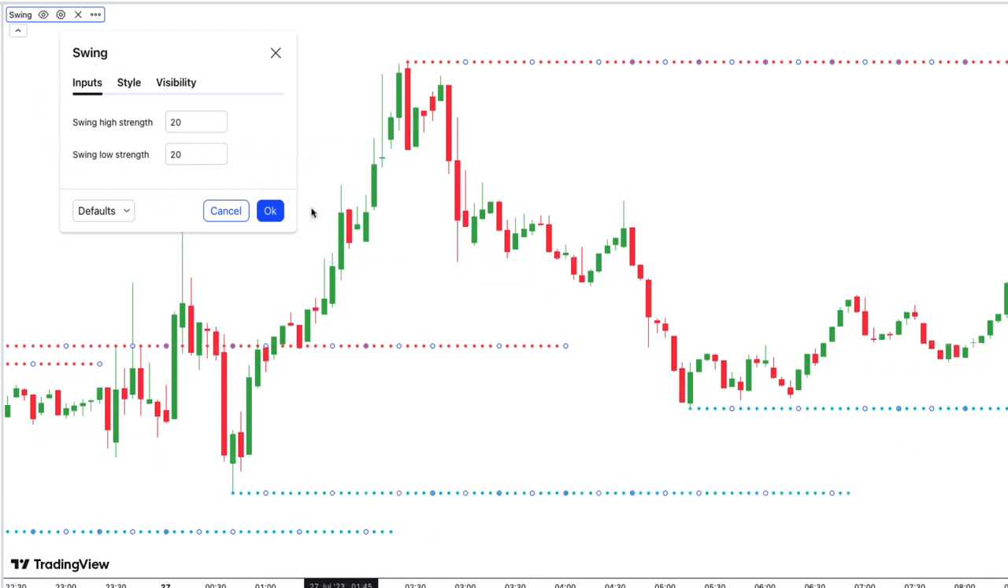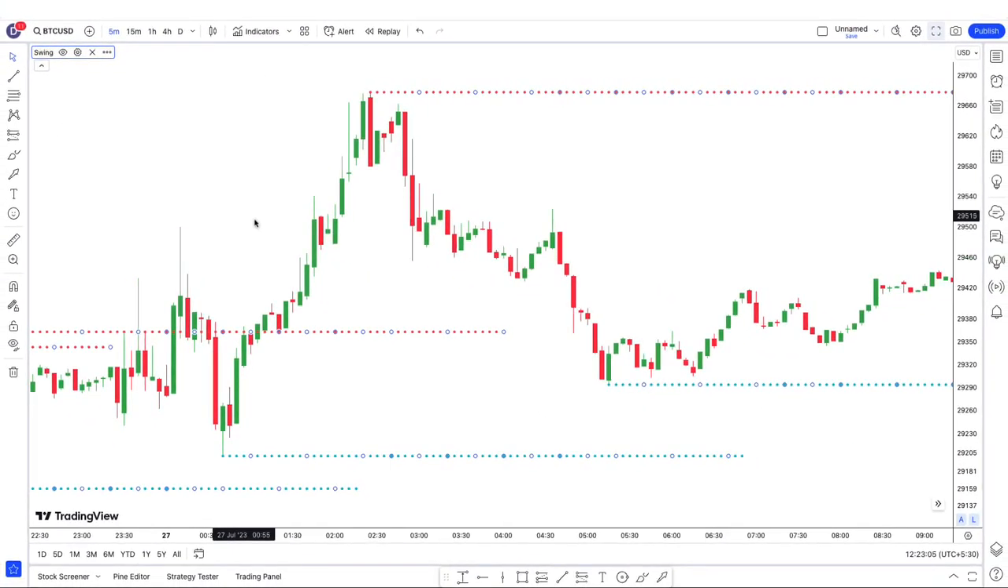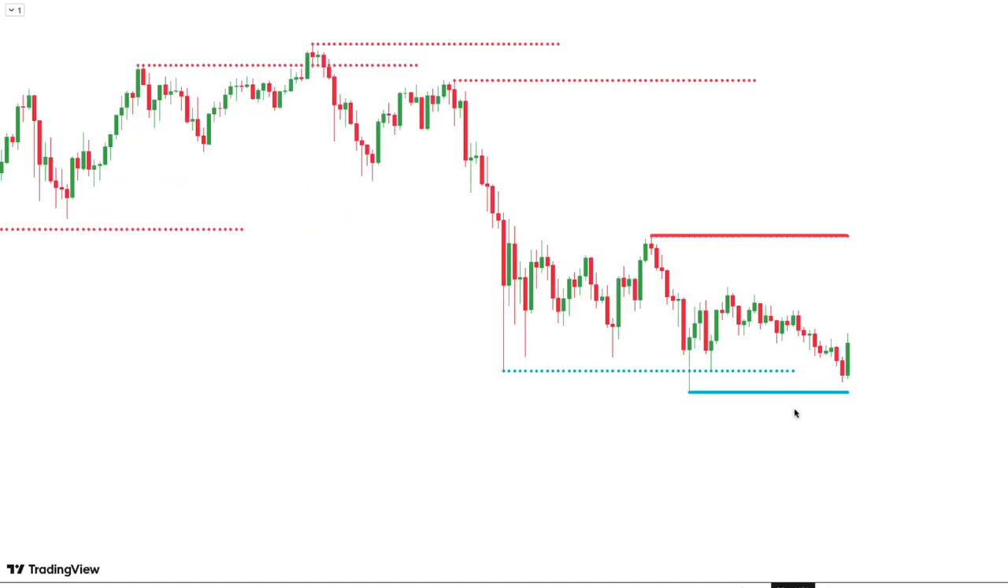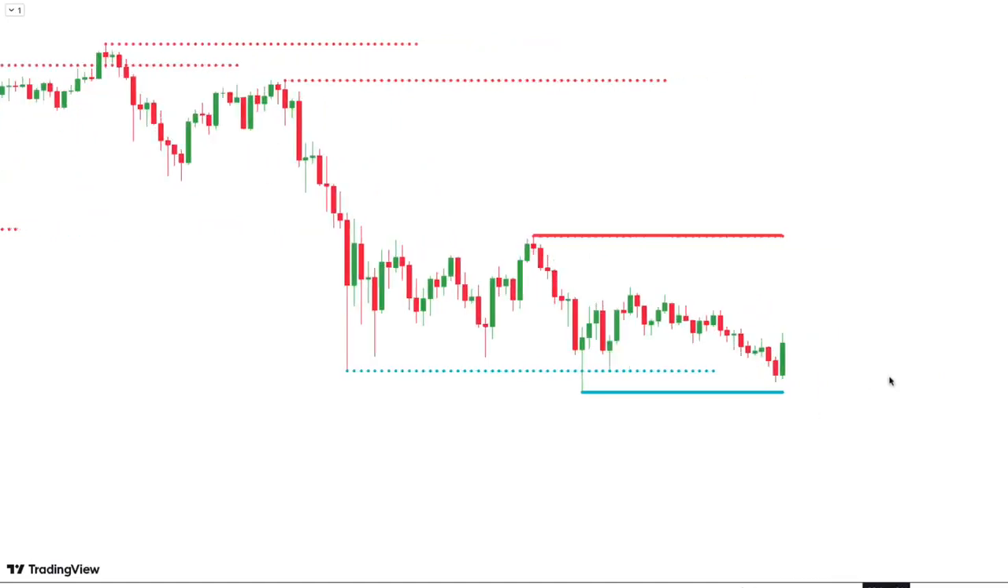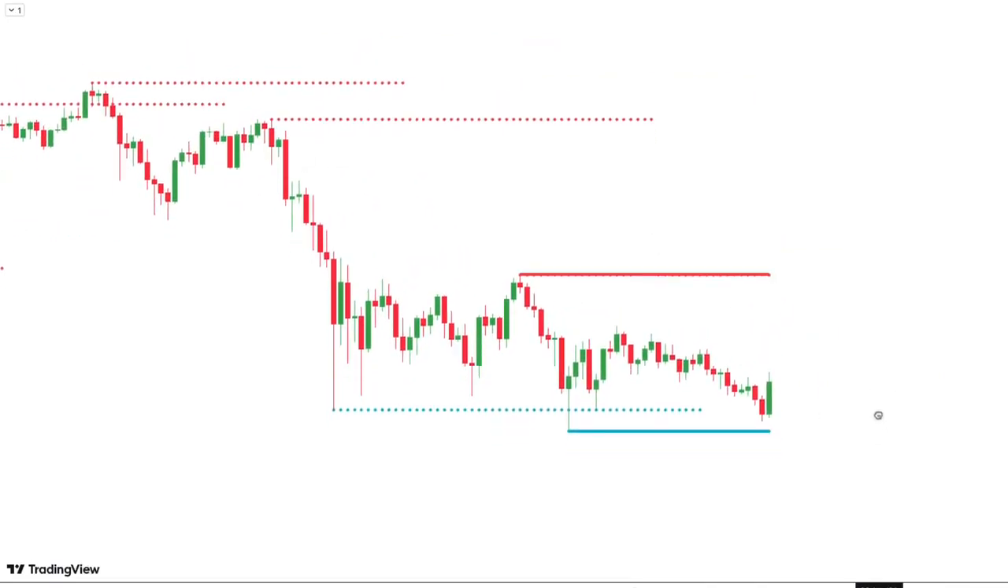Now let's take a look at how the indicator can be used. The indicator looks at previous price action to determine which levels will have significant amounts of buying or selling pressure, which will cause consolidations or reversals to occur. Here we can see that the price action has been in a small downtrend.